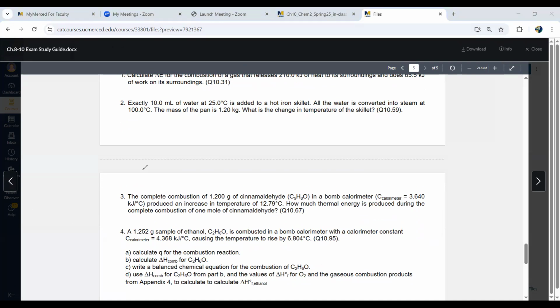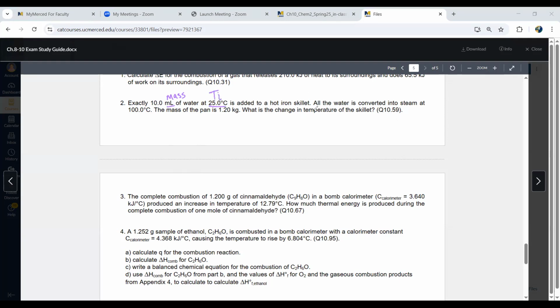Okay, so the first one, I already showed you how to do number one. That's just Q plus W, and you have to insert the signs. The second one, exactly 10 mL of water. So I'm already labeling my variables, right? Because I'm trying to figure out what equation to use. So exactly 10 mL of water. Okay, so I have a mass. Yes, it's mL, but the density of water is 1, so that means the mL equals the grams. So I have 10 mL of water at this initial temperature.